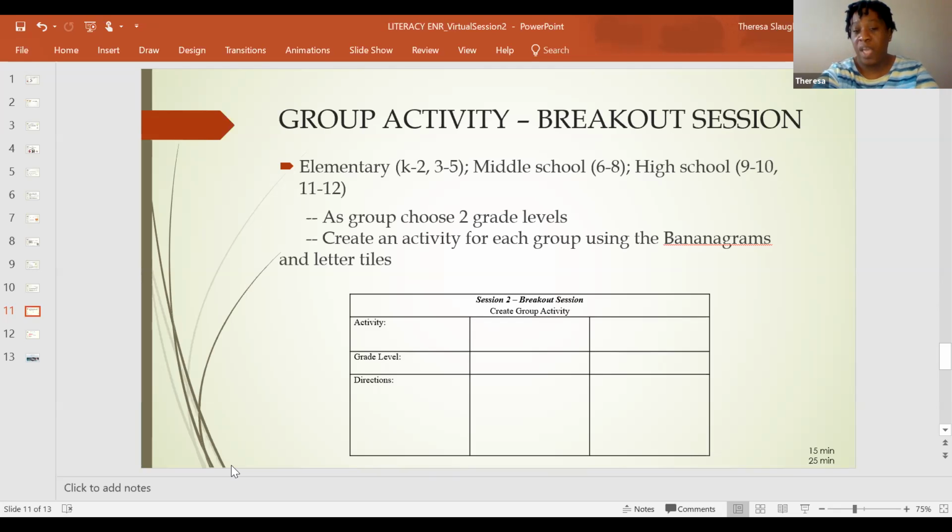So you're going to tell me what the activity is, the grade level that you focused on, and then give me the directions on how to do that activity. This does not have to be something that has to be written out. It could be in bullet form as well. Okay. Everybody understand what is being asked of them? Any questions that I need to address?